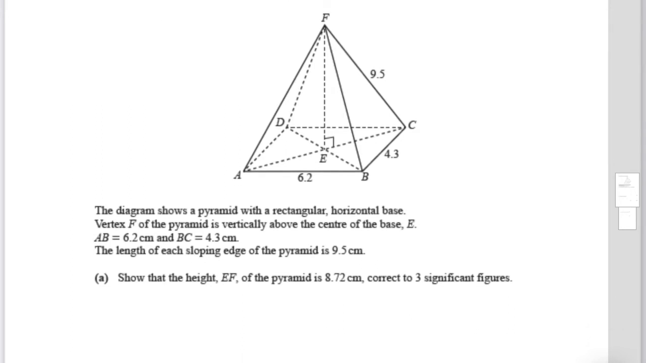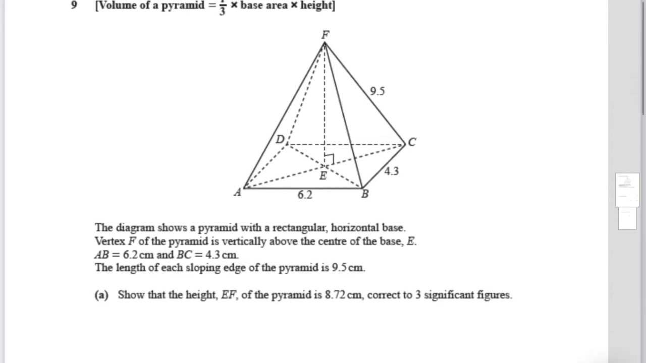Part A says, show the height EF of the pyramid is 8.72 centimeters, correct to three significant figures. They've asked us to find this height over here. Now, how do we find that? In order to find this height, we would need this, which is 9.5 of course, and we would need AE, so that we can use the Pythagoras theorem. But we don't have AE.